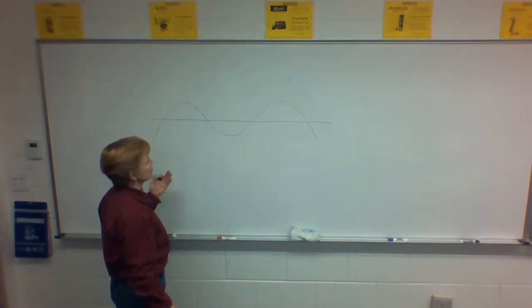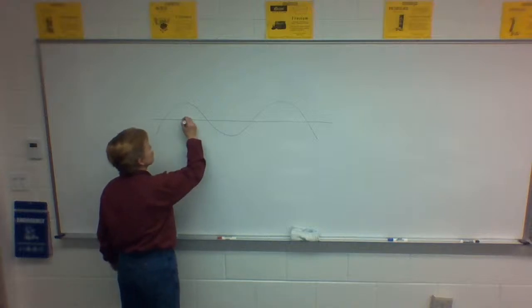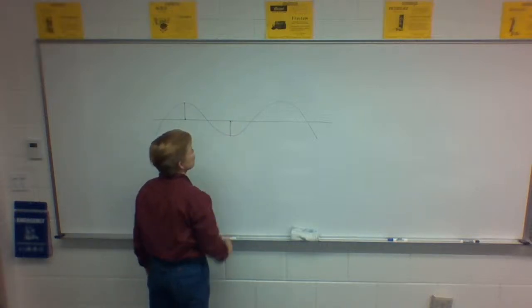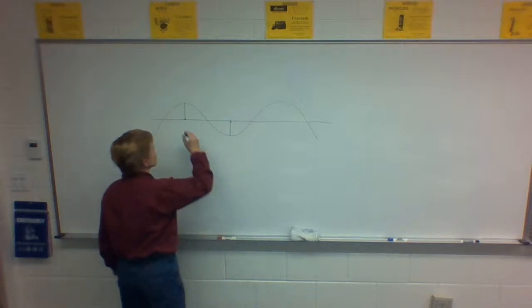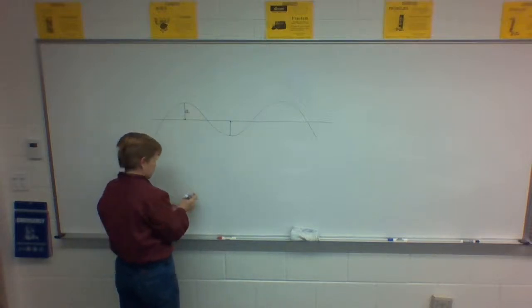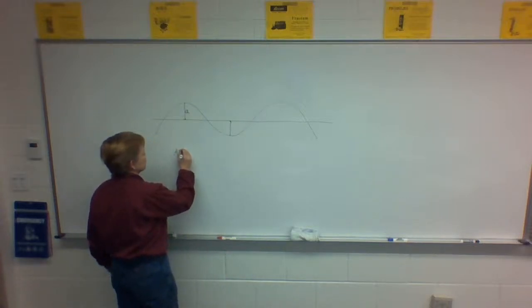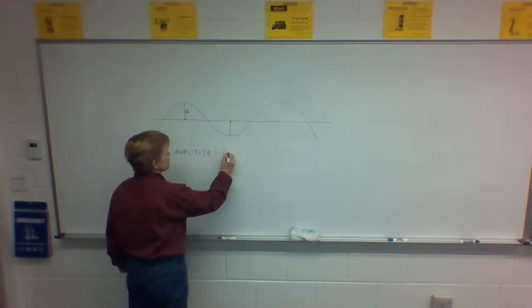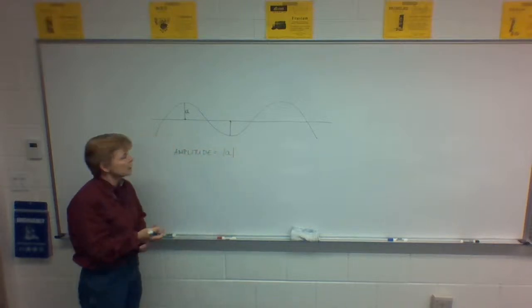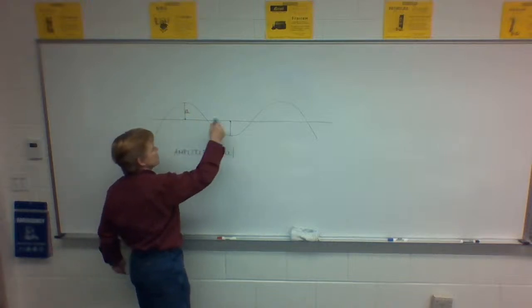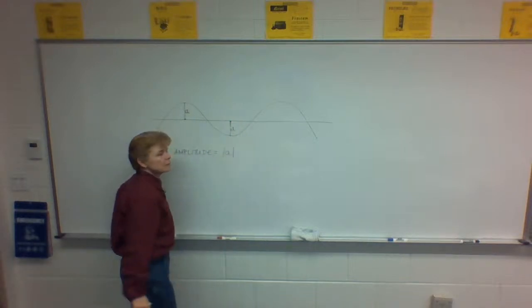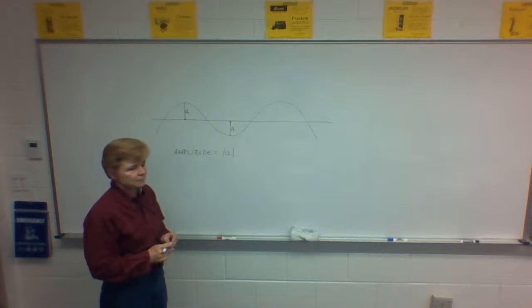Whatever the midline of the curve is, from there to a peak, or from there to a valley, and I don't care which direction you go, it is always positive. We will call that little a. And so the amplitude, when they ask you to do that, is the absolute value of a. No matter which way you go, whether you go up or down, it is a. It is the distance from the midline to a peak or a valley. Amplitude. Okay? You good with that?